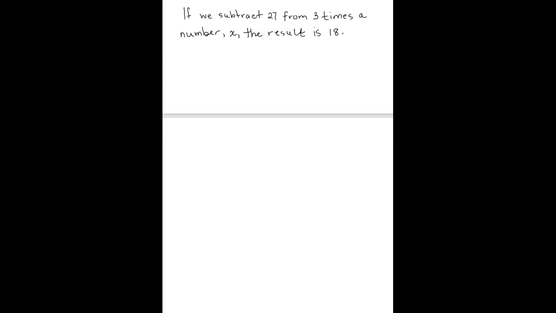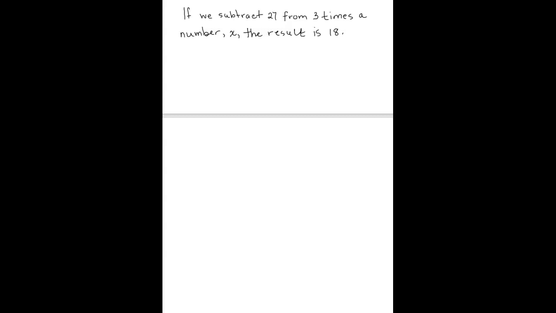So let's go ahead and practice this. Let's work through how to say this in mathematics and then actually solve it. So if we subtract 27, okay, we're subtracting 27 from a number. 3 times a number, x, all right, so they're telling us what variable we want. The result is 18. Okay, so let's go ahead and write it out here slowly.